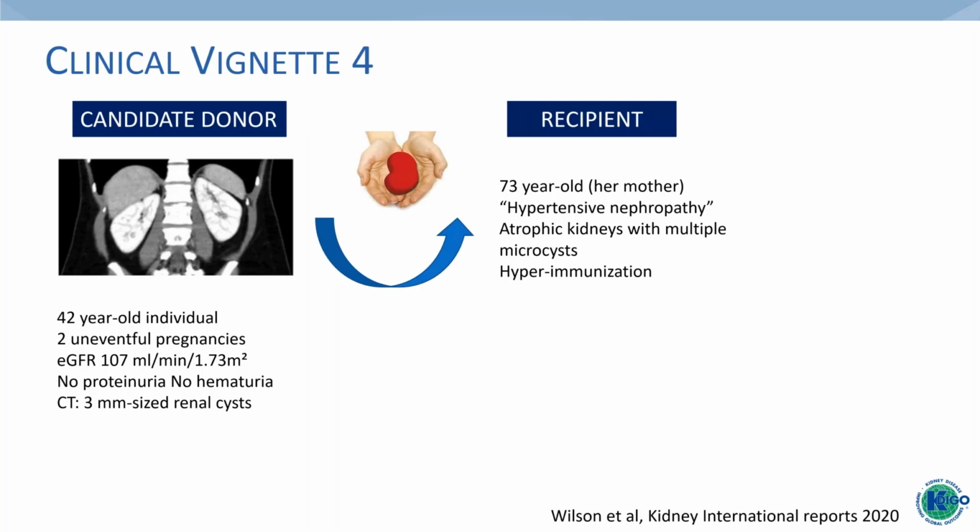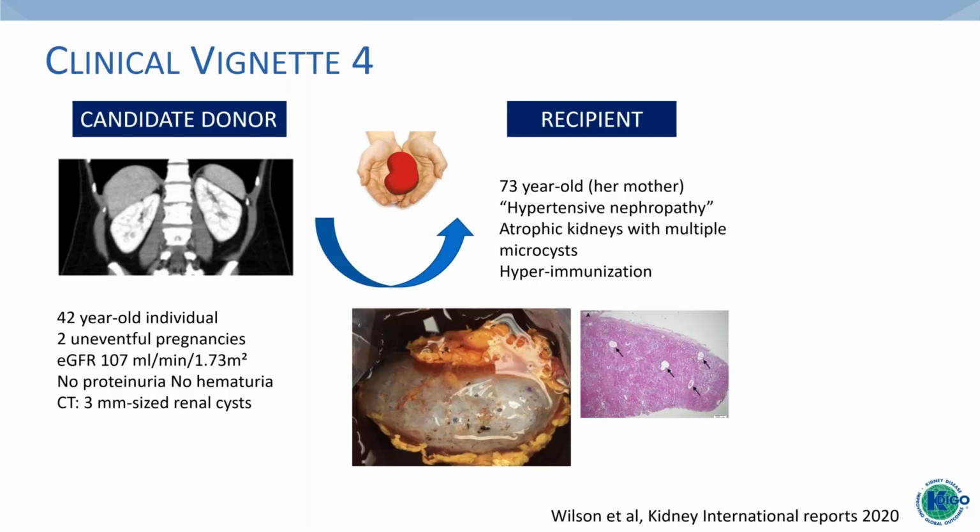Here is a case report that was published a couple of years ago by a group from Australia. It is the story of a 42-year-old female patient who wanted to give a kidney to her 73-year-old mother, who had reached end-stage kidney disease from what was thought to be a hypertensive nephropathy. The mother had atrophic kidneys with multiple renal cysts, and she was hyperimmunized. The donor has an excellent kidney function and 3 mm sized kidney cysts on the CT scan. Would you proceed with donation here?